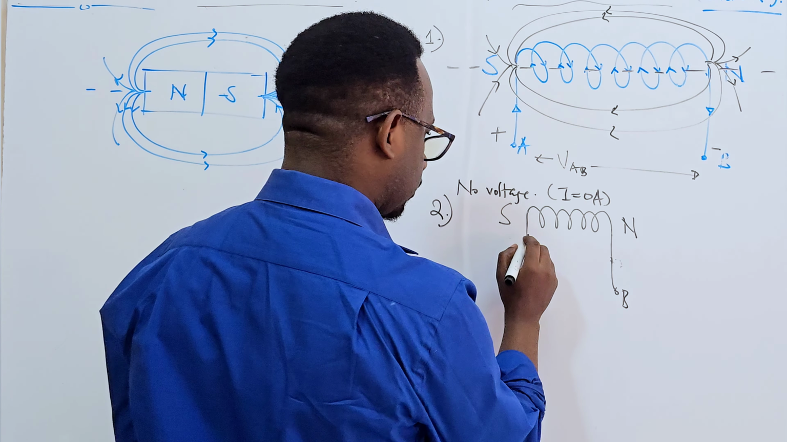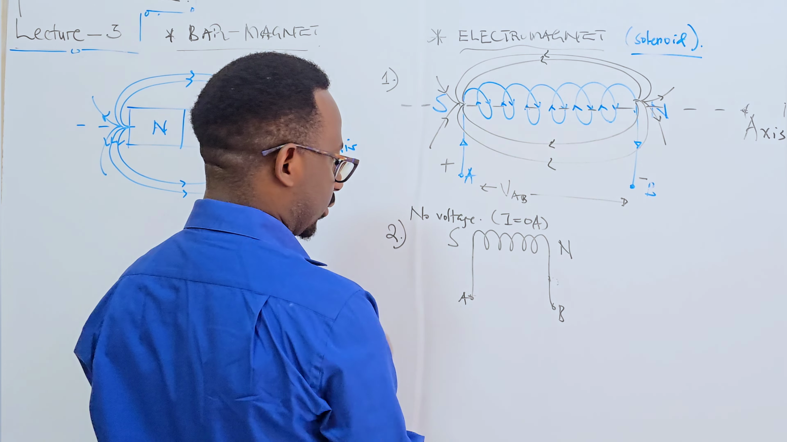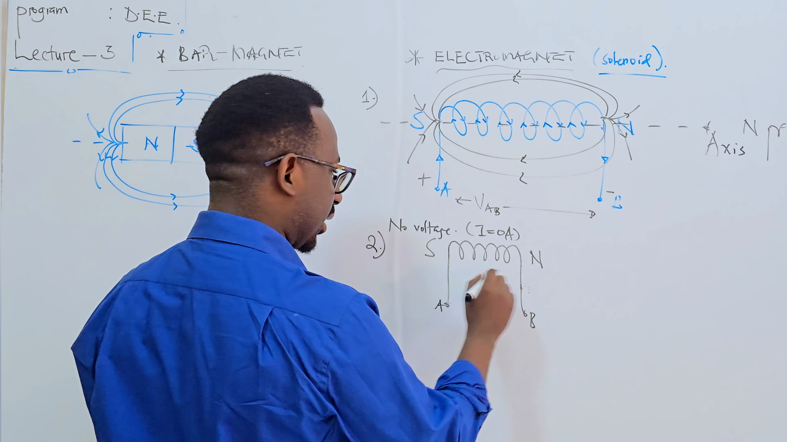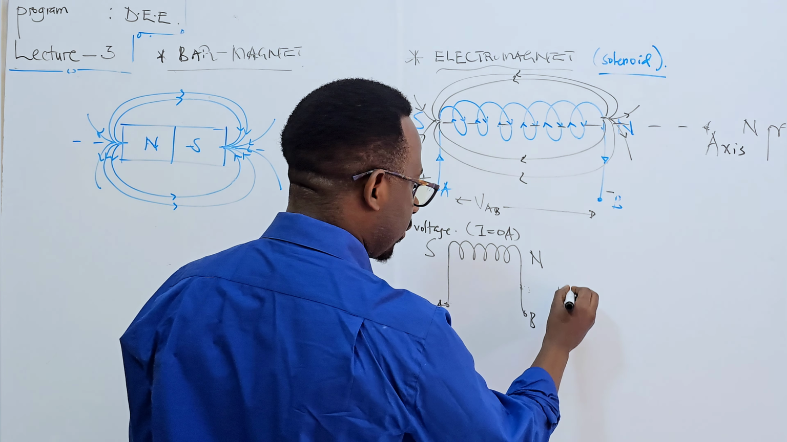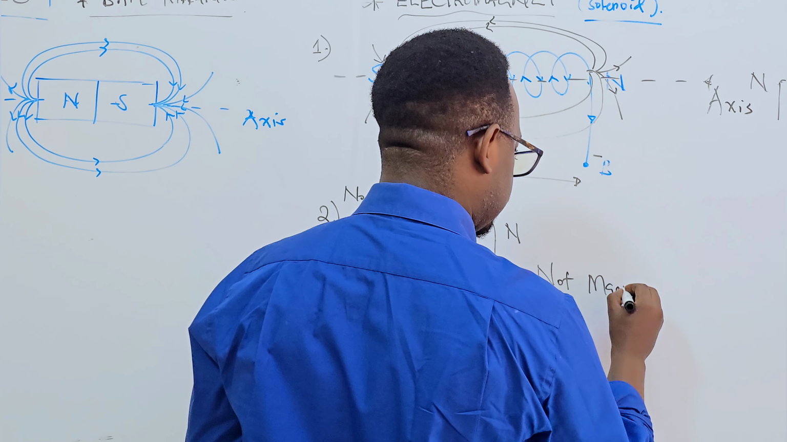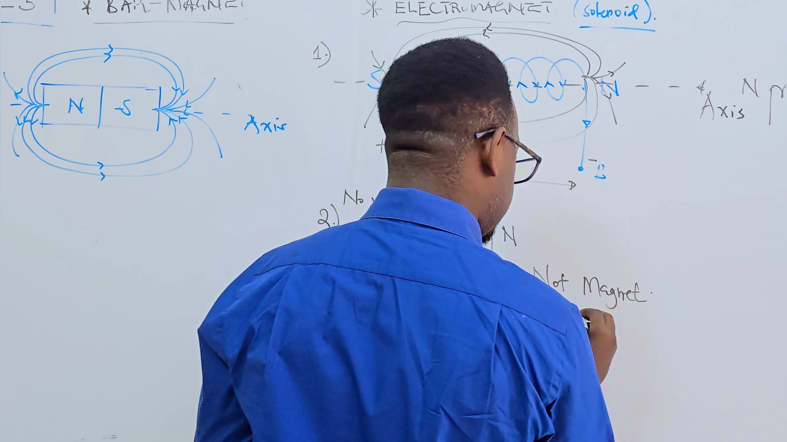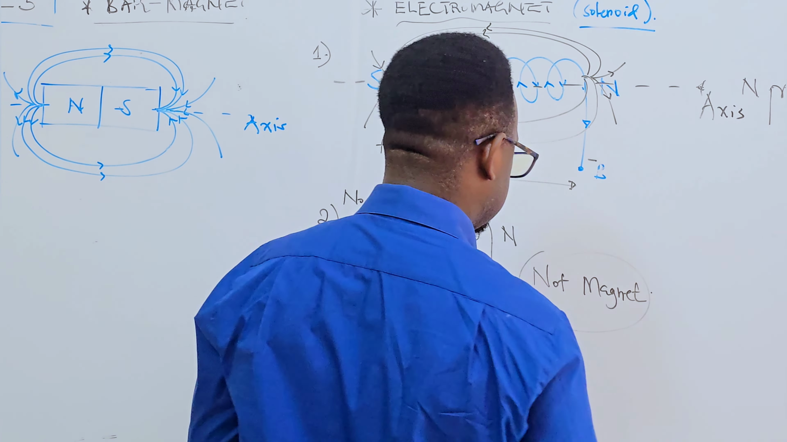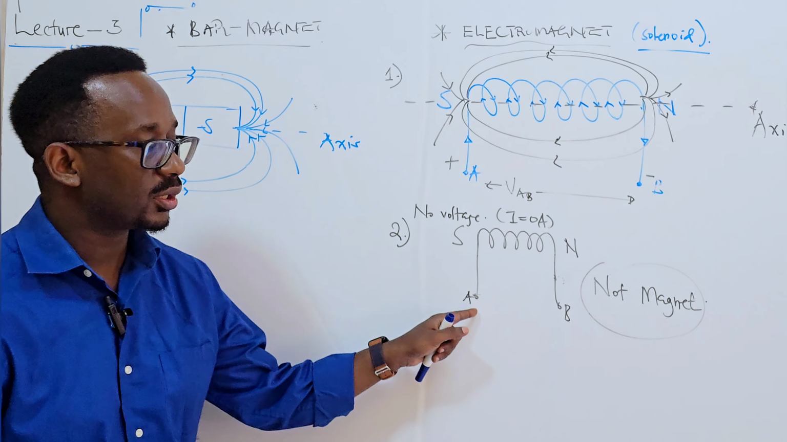So here there is no current flowing. So this is just a coil of wire. It is not a magnet.